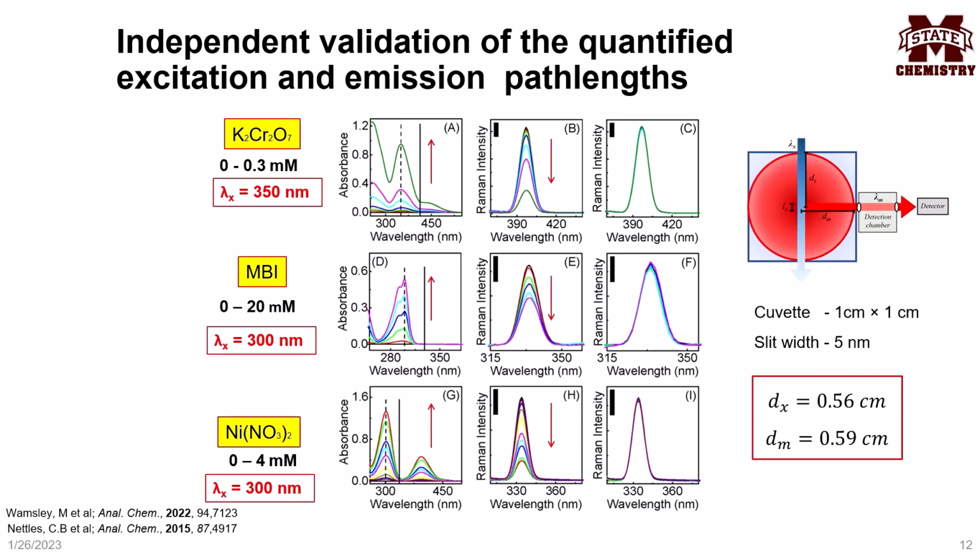After the correction, figures C, F and I show that the water Raman intensities are independent of the chromophore concentrations used. It is important to note that the excitation and water Raman photon wavelengths among these three compounds are very different. It is even different from the samples used to calculate the path length.